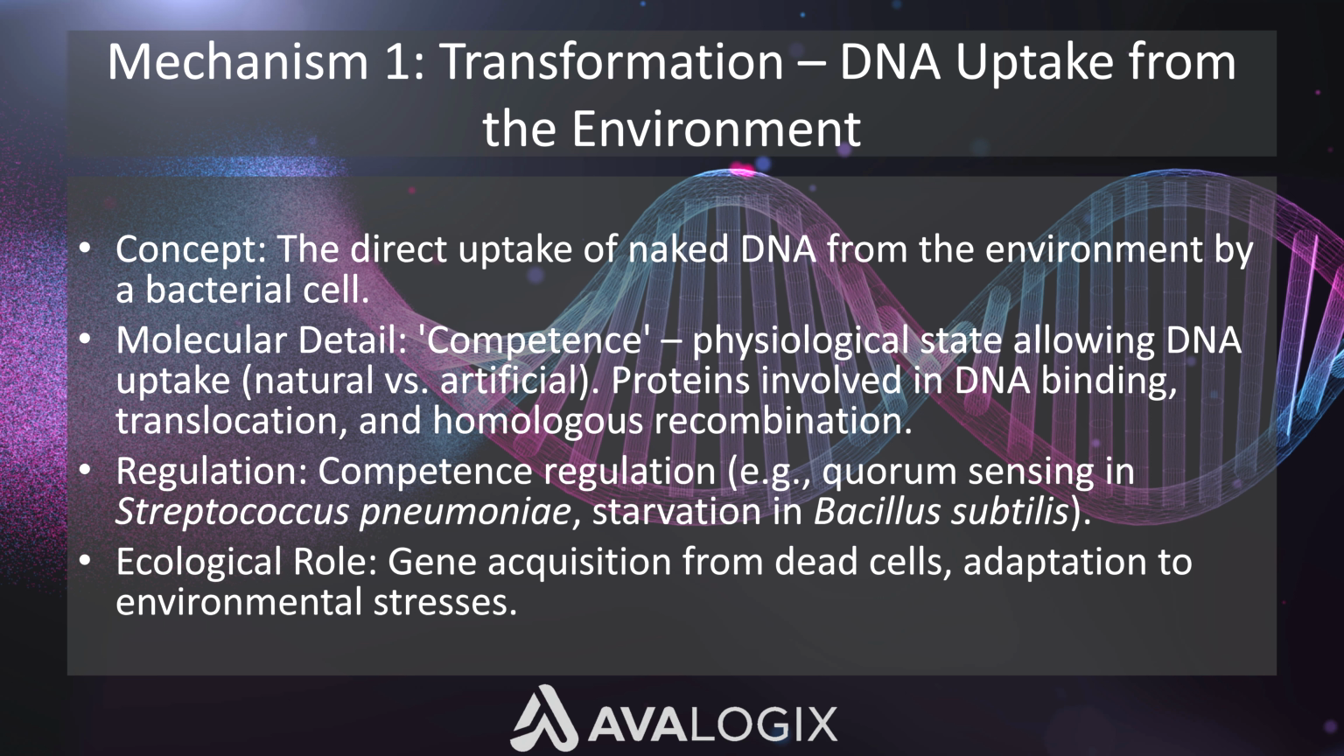Competence regulation is highly controlled. In many bacteria, it's density-dependent, often regulated by quorum sensing. For instance, S. pneumoniae uses a competence-stimulating peptide, CSP, to trigger competence at high densities. In contrast, Bacillus subtilis activates competence under starvation, likely to gain survival traits. Ecologically, transformation allows bacteria to acquire new genes from dead cells, promoting rapid adaptation and the spread of traits like antibiotic resistance from the environmental gene pool.